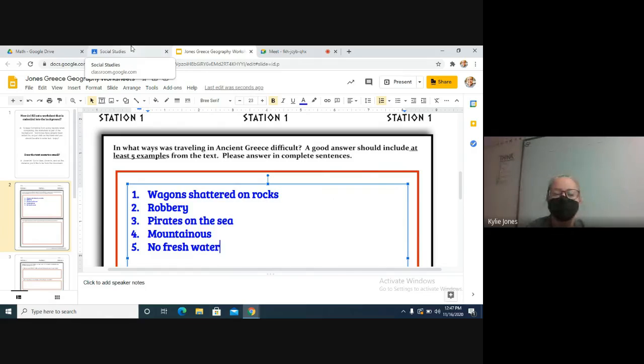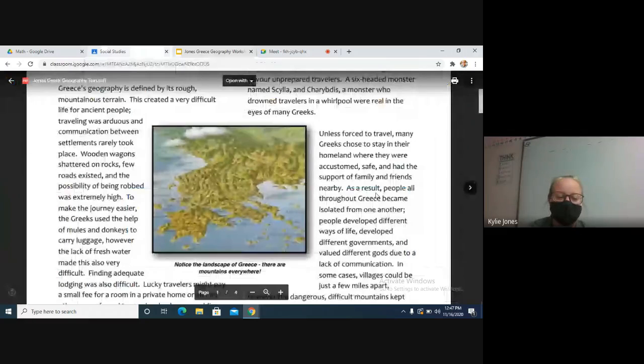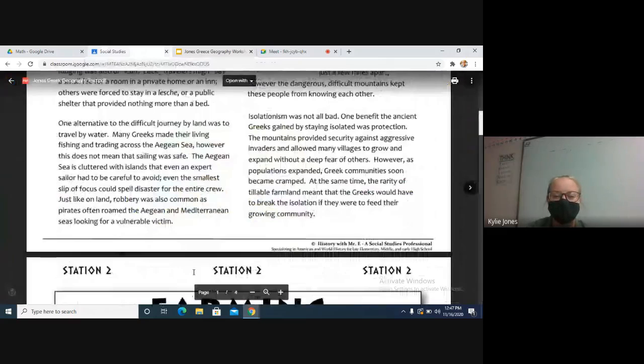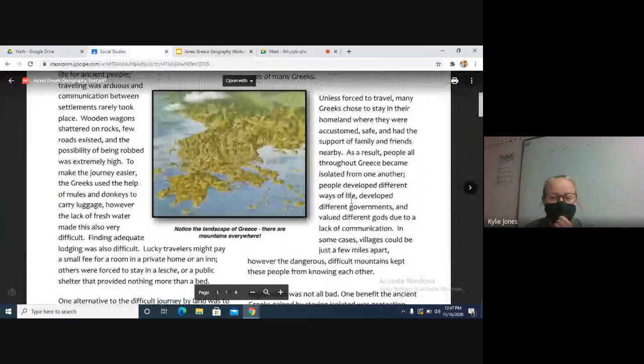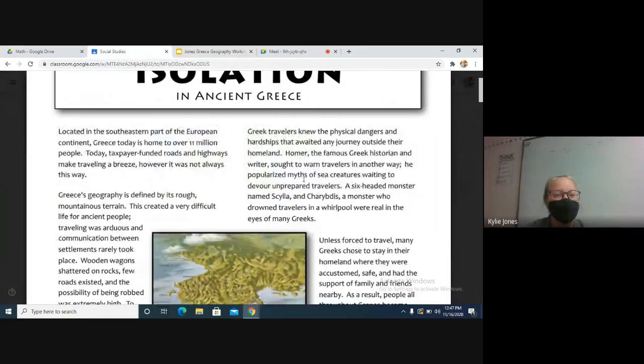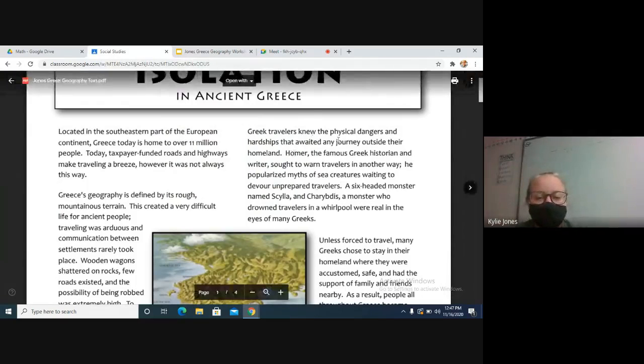Okay, I'm going to keep reading. So we read down to the bottom of that page. We're going to go up to this top part. This might also give you some other ideas about why it was difficult to travel through ancient Greece. It says, Greek travelers knew the physical dangers and hardships that awaited any journey outside their homeland.